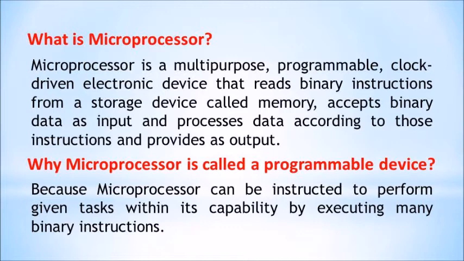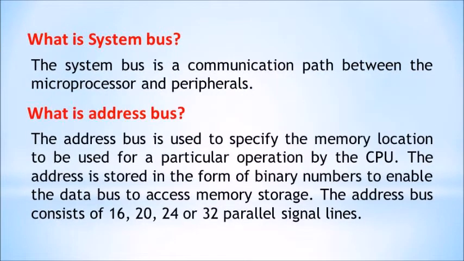Next question, why microprocessor is called a programmable device? Basically, a microprocessor takes input from input devices, processes it as per instructions given in the memory and produces output. So microprocessor is called a programmable device because it can be instructed to perform given tasks within its capability by executing many binary instructions. Next question, what is system bus?